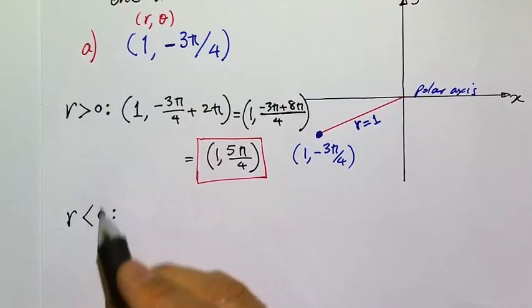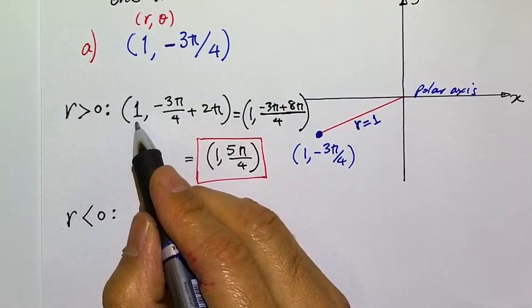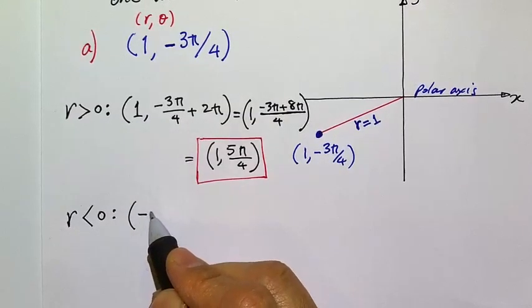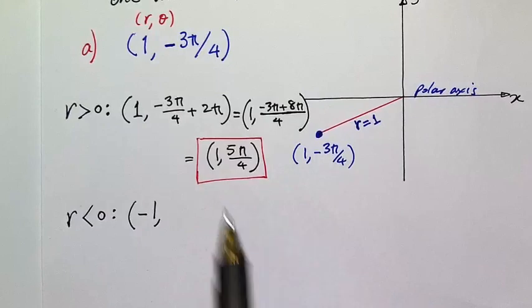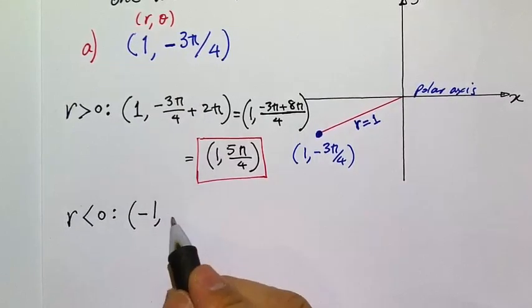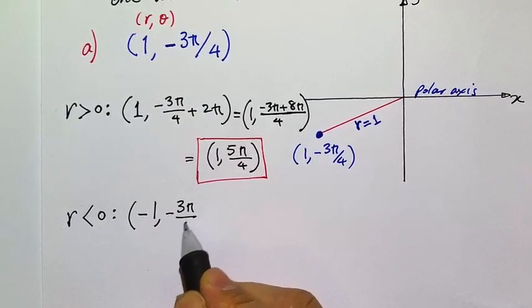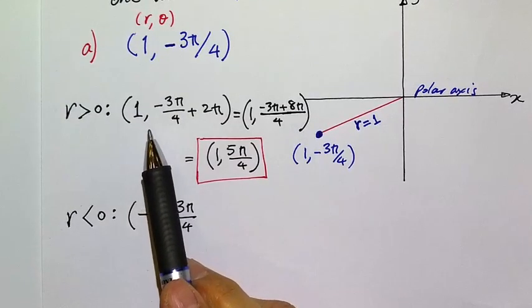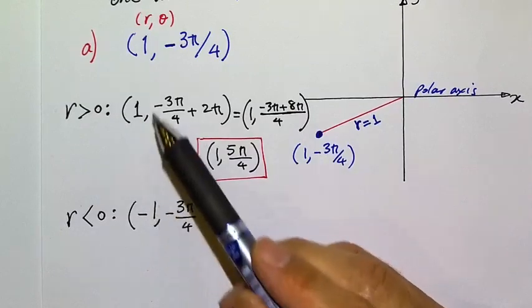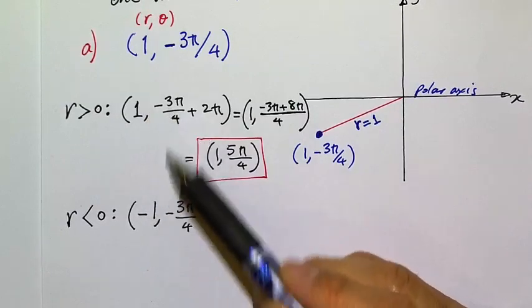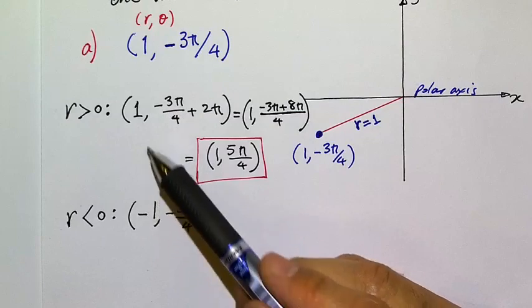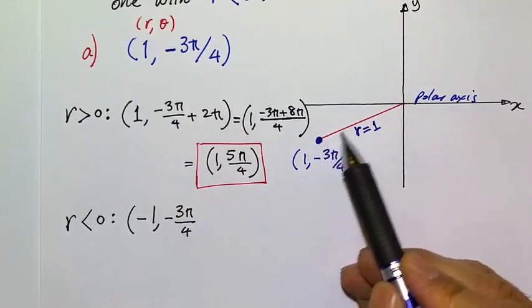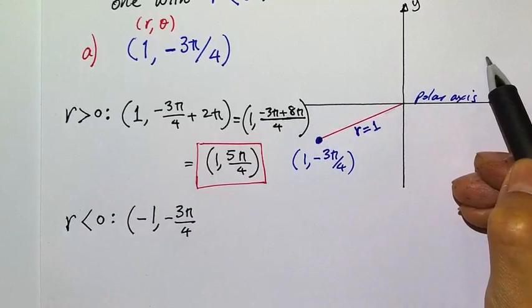Well, because of this r being negative, all I'm going to do is change this from positive to negative. Minus 1, comma, minus 3 pi over 4. Right? If I just stop there, what have I done? If I just make this negative and keep the theta angle the same, what have I done? Well, what we've done is just put this point along the same line on the opposite side.